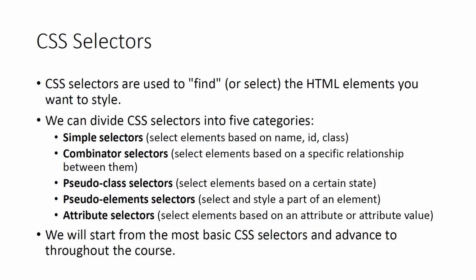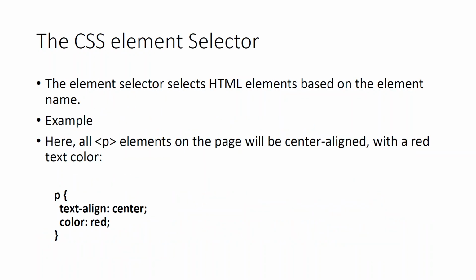So let's look at these selectors one by one. We're going to spend a lot of time on simple selectors, then this other combinator, the pseudo class, and then the pseudo elements, etc. is going to come in later. So for the simple selectors, let's start with the element selectors.